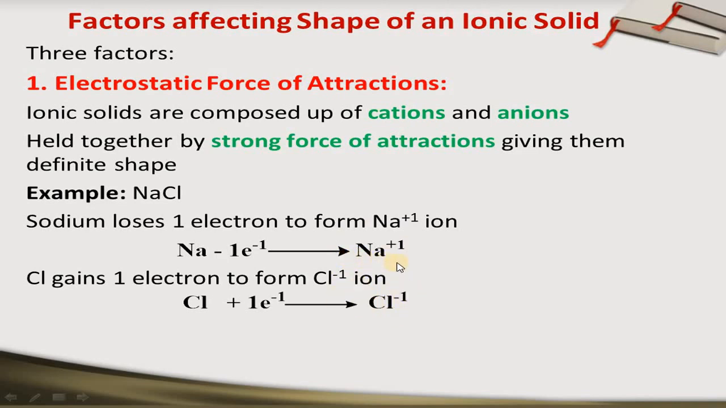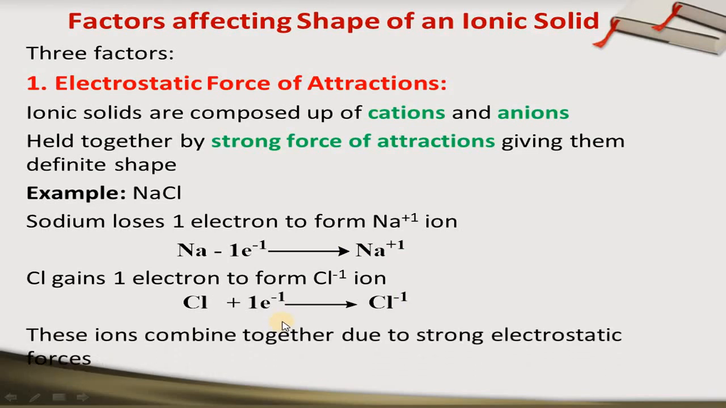Both these cations and anions combine together and we have the formation of what? Sodium chloride. These ions combine together due to the strong electrostatic forces. And the combination of sodium and chloride ions leading to the formation of sodium chloride is an exothermic reaction.